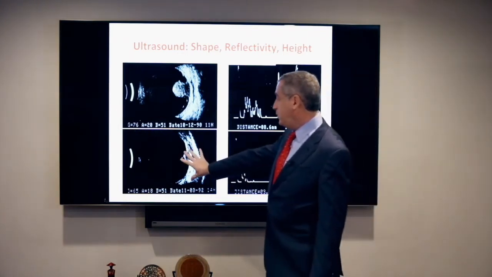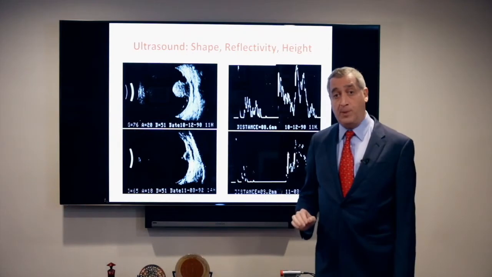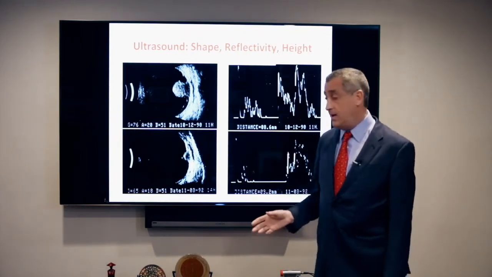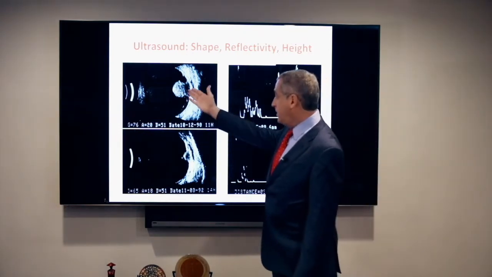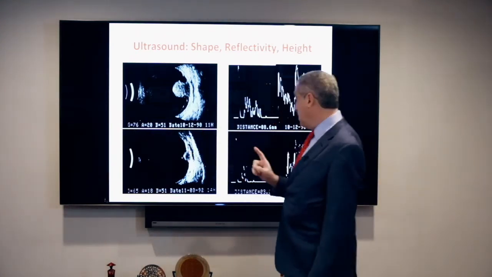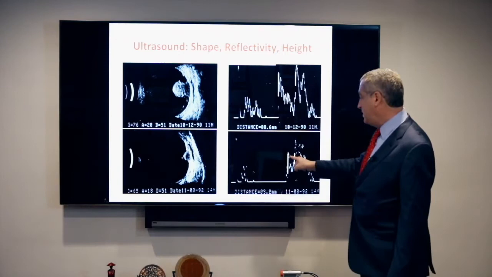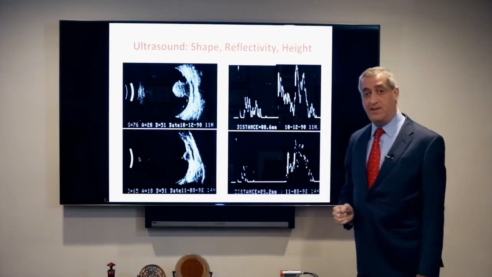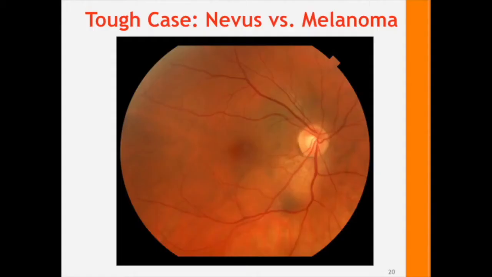These are pictures of 2 years later after the tumor was plaqued and sterilized by radiation, and you can see the tumor is reduced to a little nubbin, but interestingly enough, it still has low internal reflectivity on the A scan. So let's do a tough case. That was a very straightforward, garden variety type case.